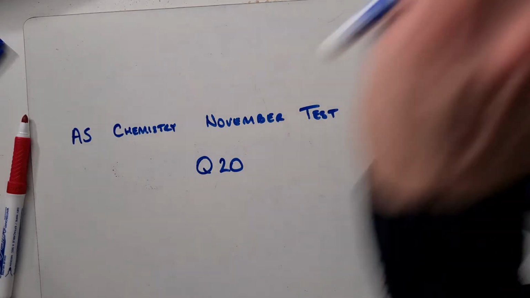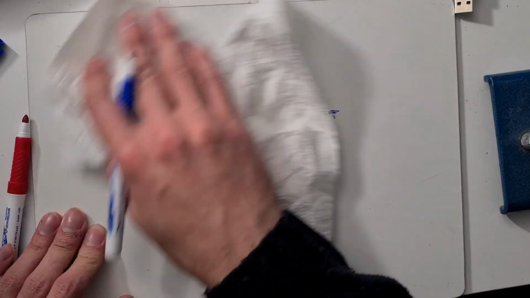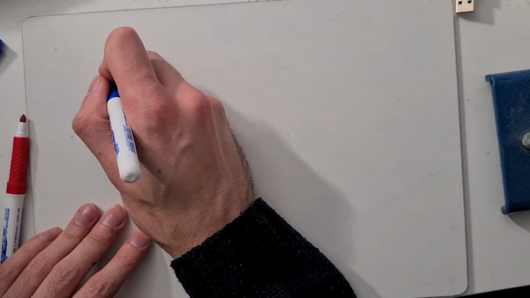So this starts off telling you that we've got ethanoic acid. It says ethanoic acid is the main dissolved acid in vinegar. Now part A asks, ethanoic acid is a weak acid. What is meant by acid and what is meant by a weak acid?